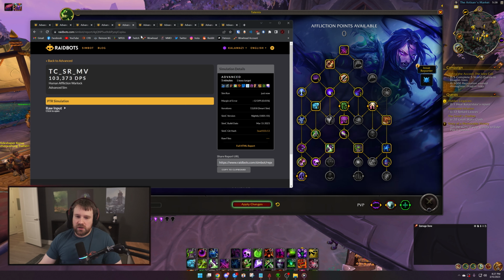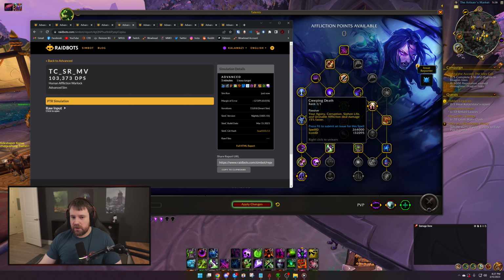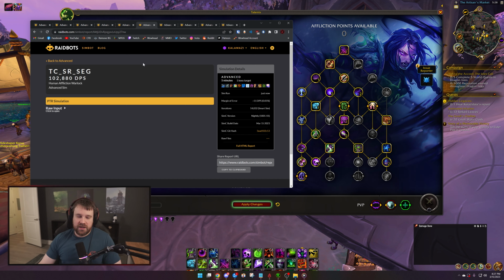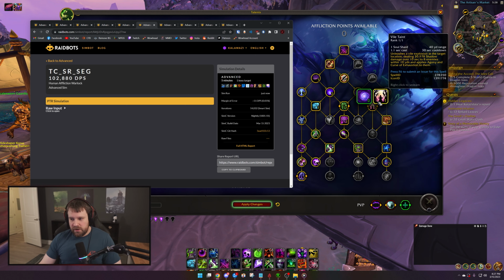So we're sitting at 103,373 playing Crescendo, Soul Rot, and this current sim here is the Visionary build. But if you shift to double Soul Leader's Gluttony, I'm sitting at a 102,880 DPS sim, only losing about 500-ish DPS. Now, the interesting thing with this sim playing double Soul Leader's Gluttony is that if you're playing Vile Taint, which does appear to be your best option in single target for now, that might change with 10.1 tier sets, but that's a few, I assume, months away.